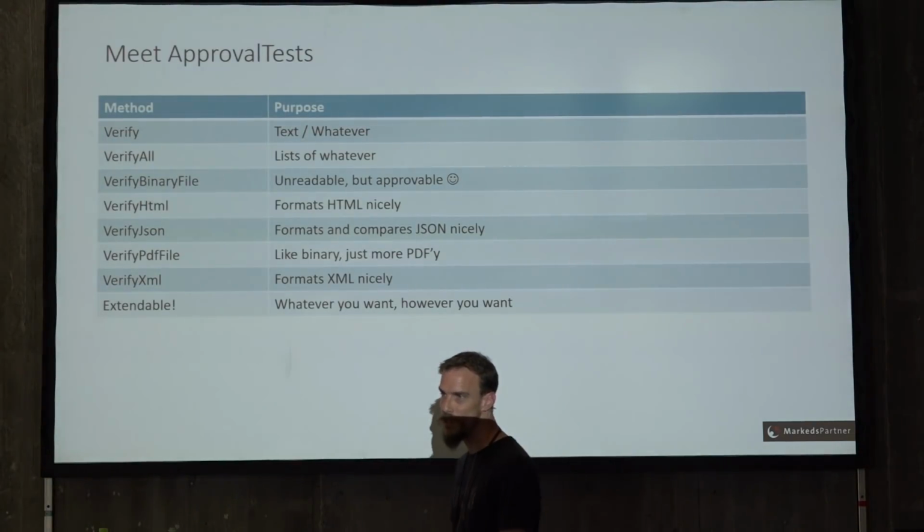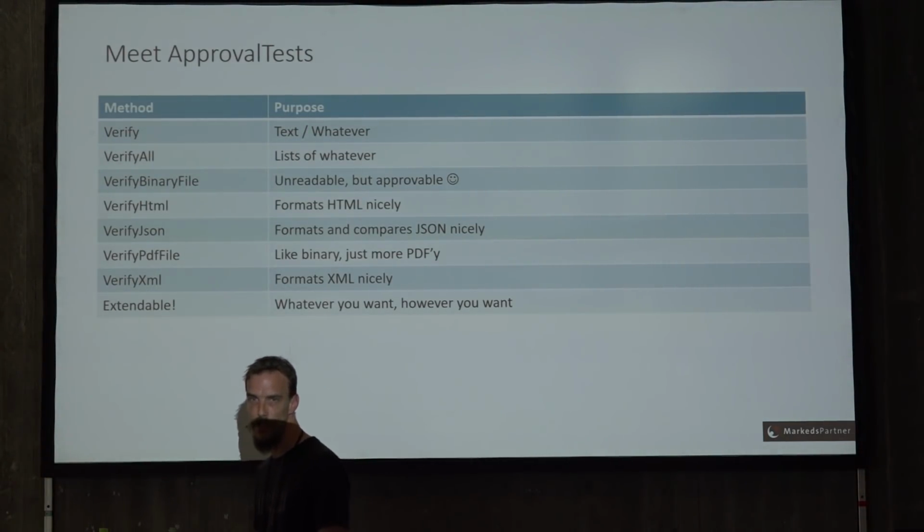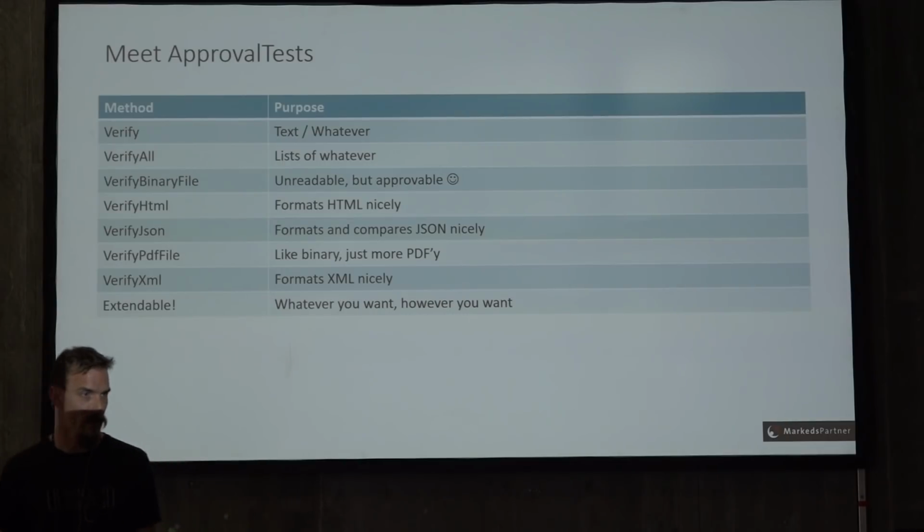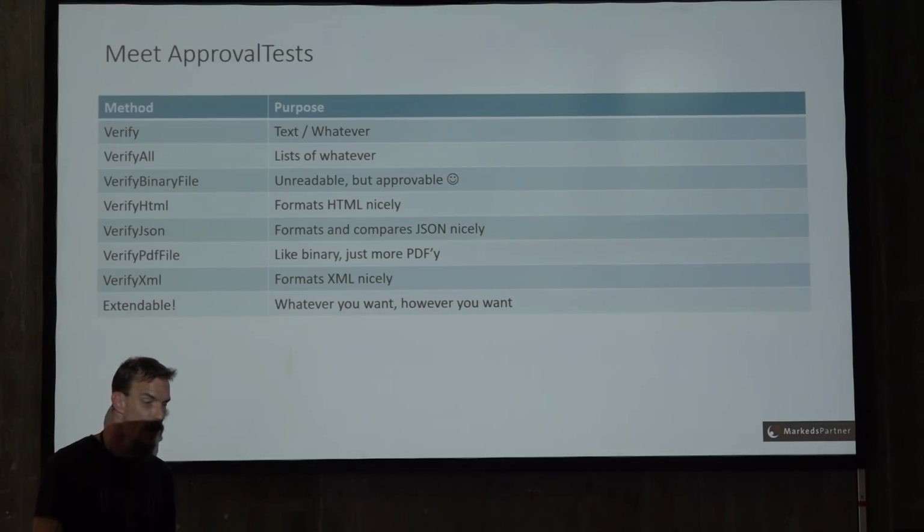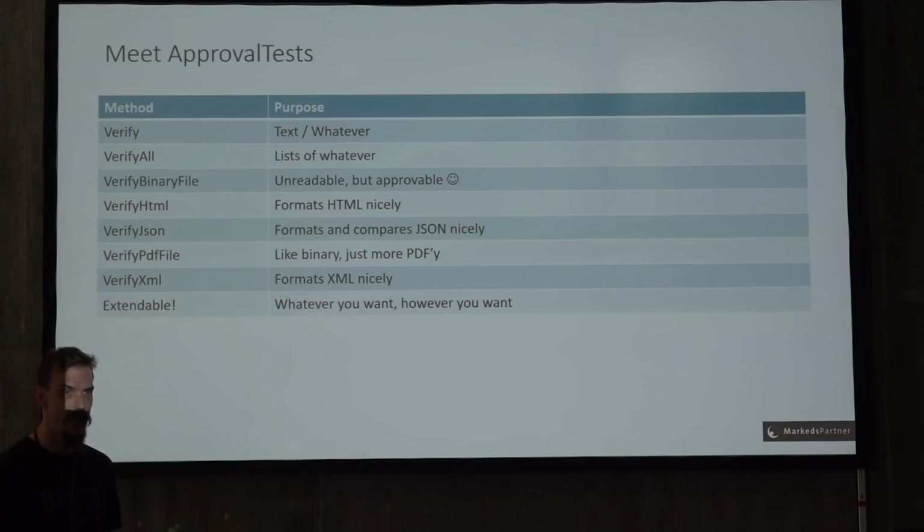And it has all of those nice little overloads for assertion. You can assert JSON, my favorite, like we've just seen. HTML is a nice one. PDFs, if you work with that, XML, and you can extend it and add your own things. Verify all is the collection assertion we just saw.